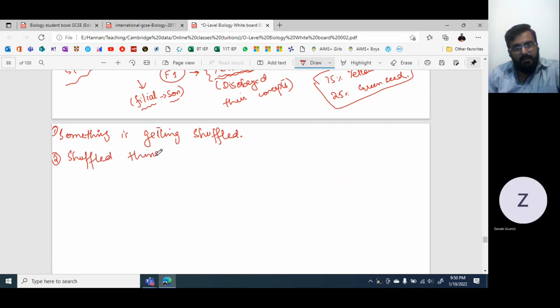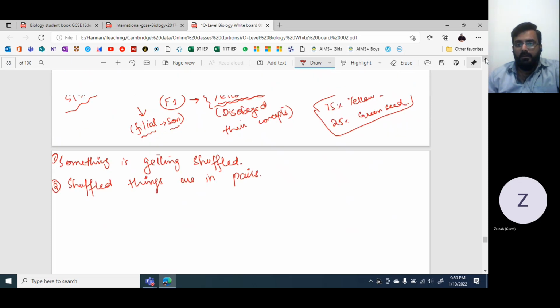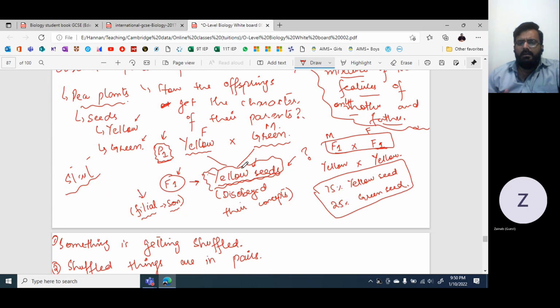Number one was something is getting shuffled, and the second one was the shuffled things are in pairs. Why? How did he conclude this point? Can you tell me? Shuffling things are in pairs. How could he conclude this point?